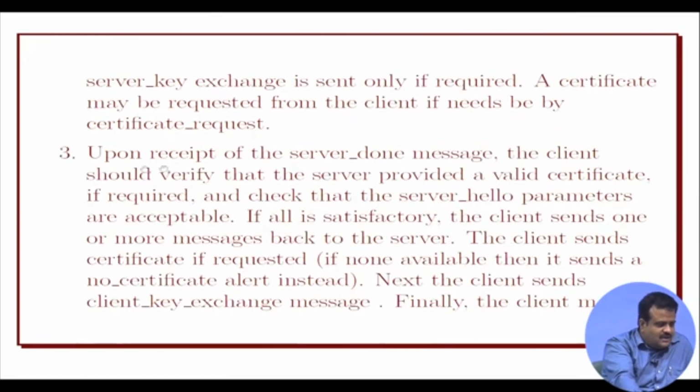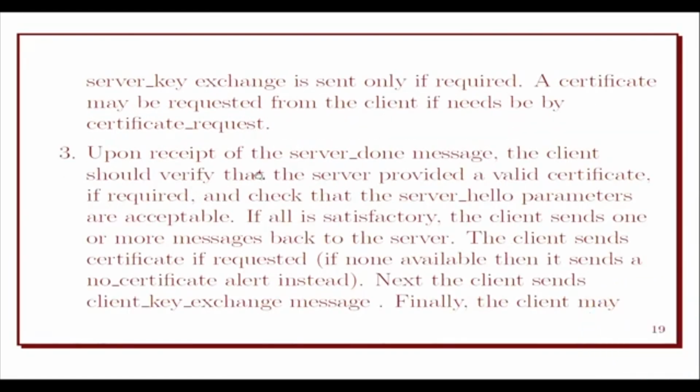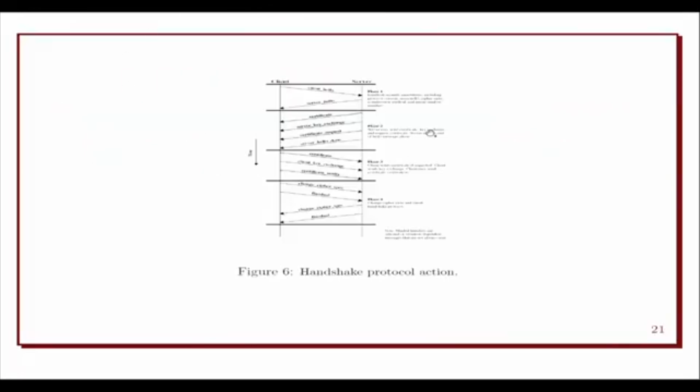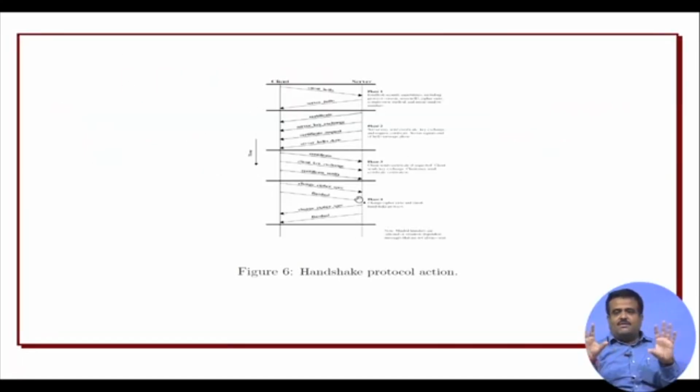So, detailed descriptions are here in the third phase. This is done by the client, and finally in the final phase, change cipher specification and finished are sent. The secure connection is now set up, and the client and server may begin to exchange application layer data, because the handshaking protocol is basically used to authenticate each other. So, using these 4 phases, they are convinced that they are authenticated, so they are communicating with the correct person. The server is convinced, the client is convinced. Now, they will start sending the data.